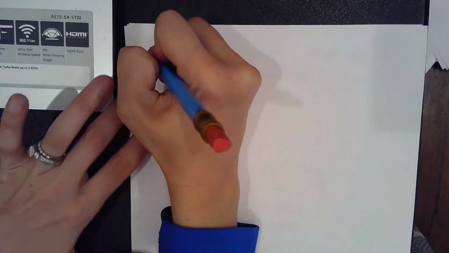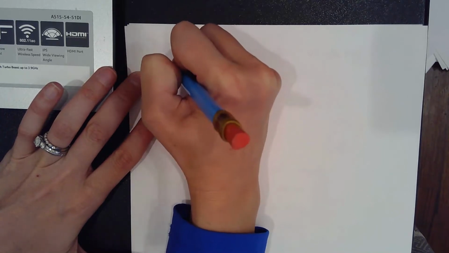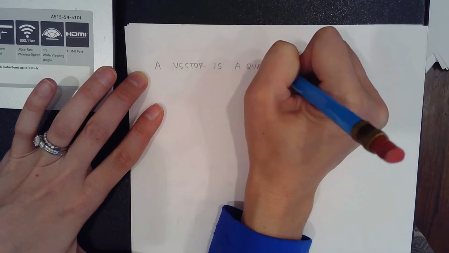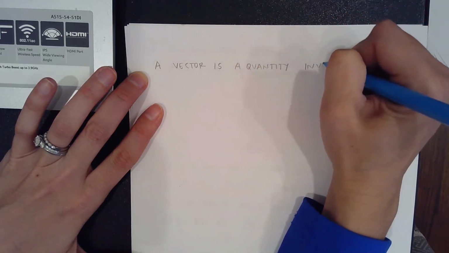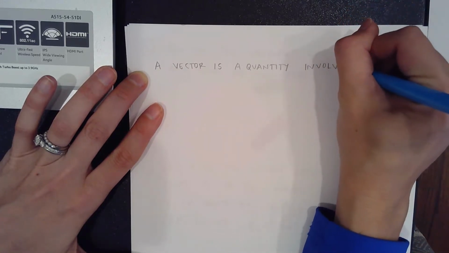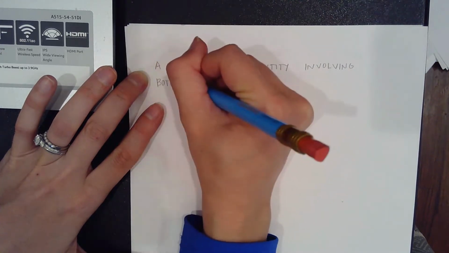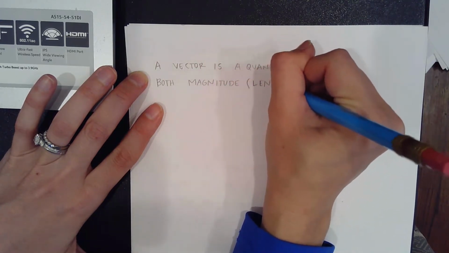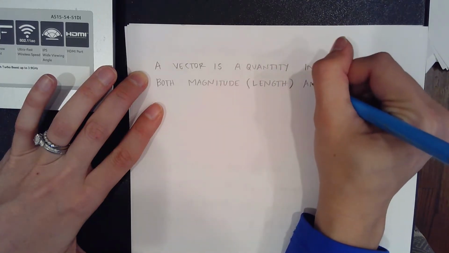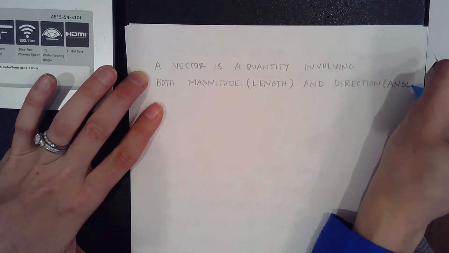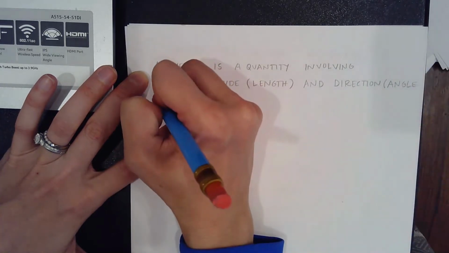Good morning. So today we're going to start talking about vectors, and a vector is a quantity involving both magnitude, can't spell this morning, magnitude is considered a length and direction. And direction is an angle that it points towards.